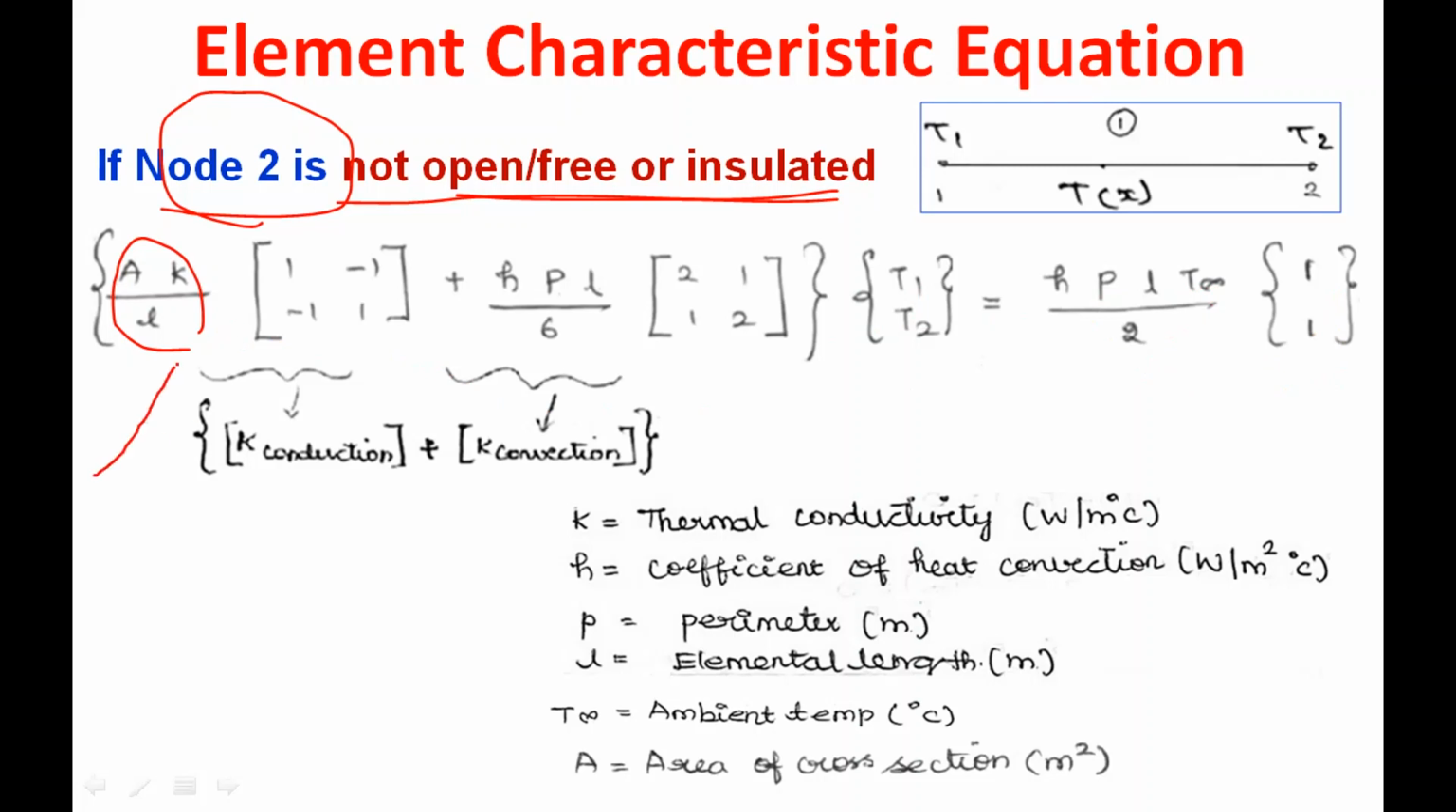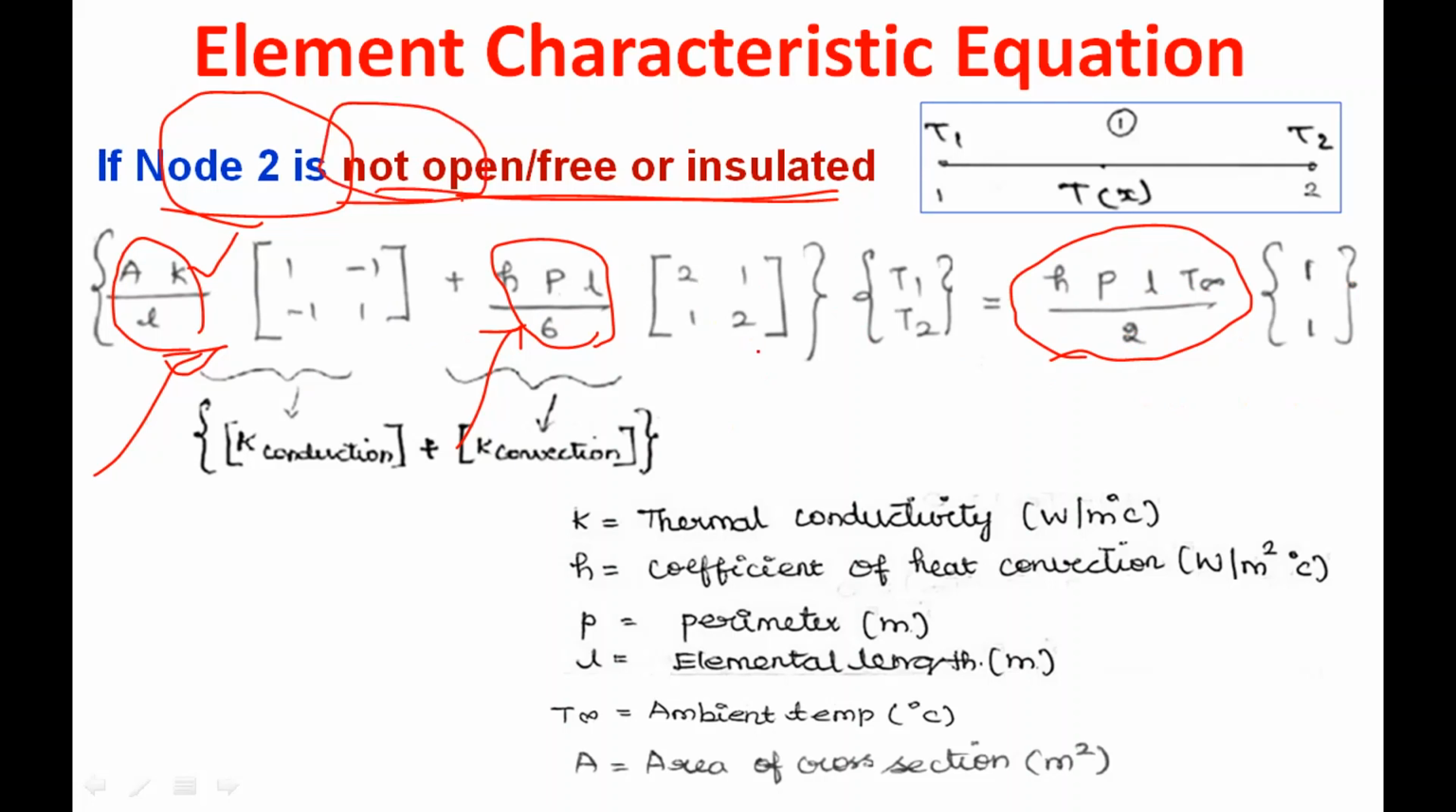Here we can compare with the bar problem. The stiffness matrix for the bar problem is AE by L, so here we get AK by L, with the thermal conductivity K instead of E. Similarly, this matrix can be compared with the mass matrix of the longitudinal vibration problem, where we get rho AL by 6. Here we get HPL by 6 times 2 1 1 2. Like that, you can easily remember these two matrices. Then the right hand side is called the thermal load due to convection: HPL T infinity by 2 times 1 1. If the end is not open, we get this equation.